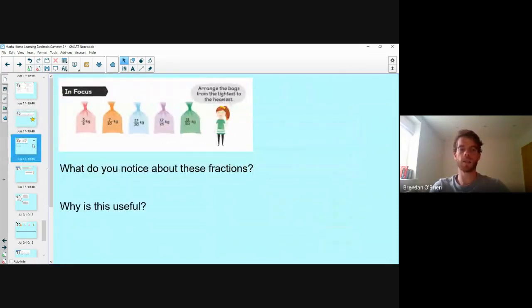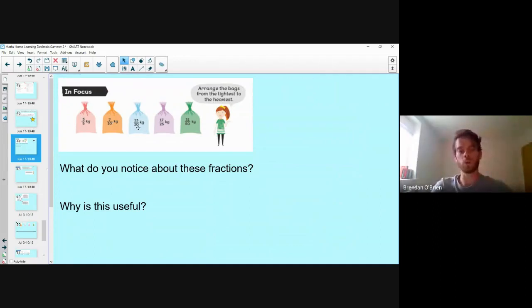Our in focus task today. We've got our bags again. This time we've got a few more. I think we had 3 yesterday. Today we've got 5. We've got this pink one, and the pink one holds 3/5 of a kilogram. We've got this orange one. This orange one holds 7/10 of a kilogram.